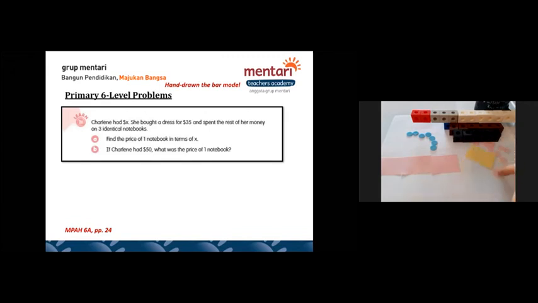Okay, so here's what I would think. Something like that to get you started. And maybe you can give it a try for a bit. Find the price of one notebook in terms of X. This is very similar to the exercise that we did before. We have one whole set. We have some equal parts. And you have a different amount here. We have some amount, $35. So maybe you can try this for a bit. And if you're ready or you wish to volunteer, you can let us know.